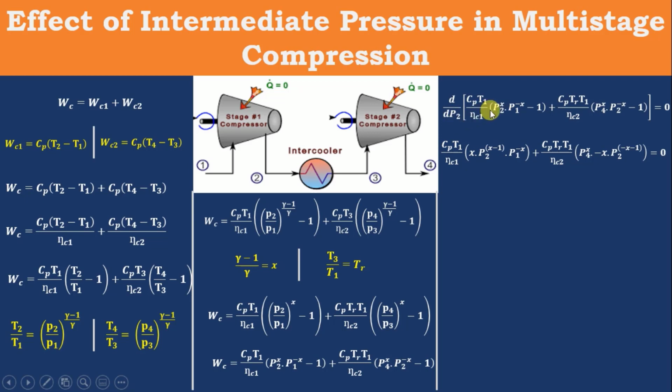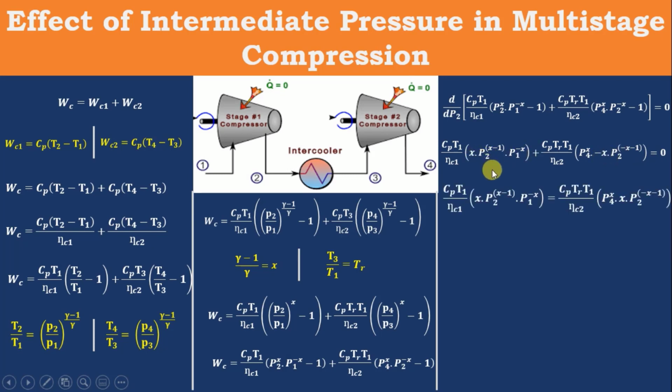This P2, we are differentiating only with respect to P2. So x dot P2 power x minus 1. We are not differentiating P1, so P1 whole power minus x will be there. This will be constant, so we are not considering it. Plus Cp Tr T1 divided by second compressor efficiency, P4 power x. See, again P2 we have, we are going to differentiate: minus x, P2 power minus x minus 1. Again the constant, is equal to 0. So here we have minus x, here we have plus.